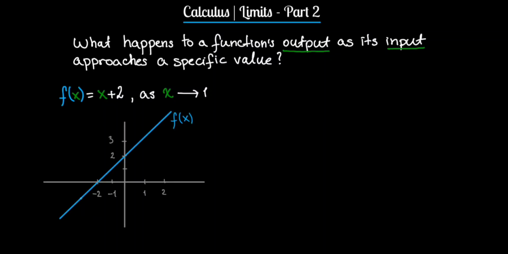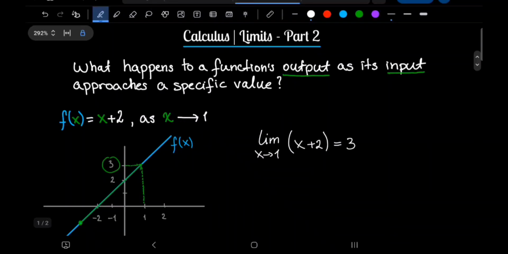The point x could be anywhere on a graph. However, as it slowly approaches x equals 1, you can see that the corresponding y value would get closer to 3, which in this case is the correct answer. And so the formal notation we use is this. We write lim as x approaches 1 on the bottom of the function x plus 2. And the answer would be equal to 3.